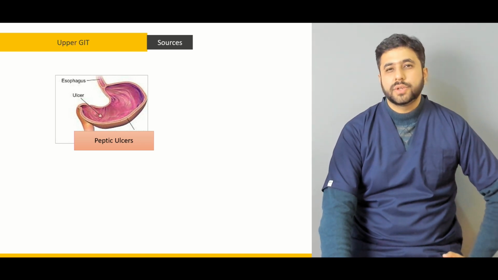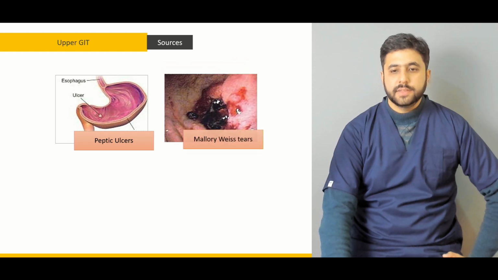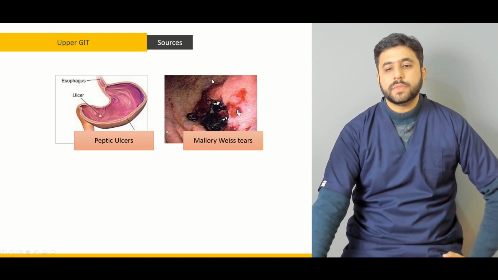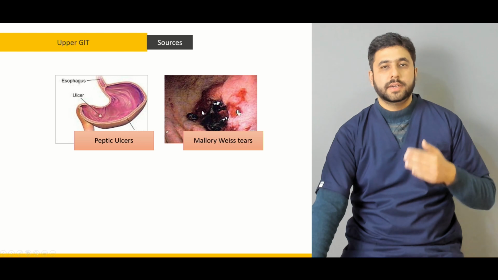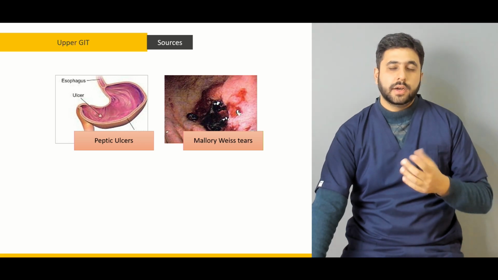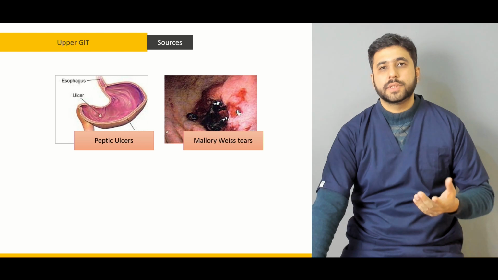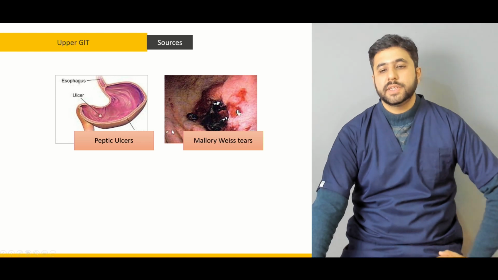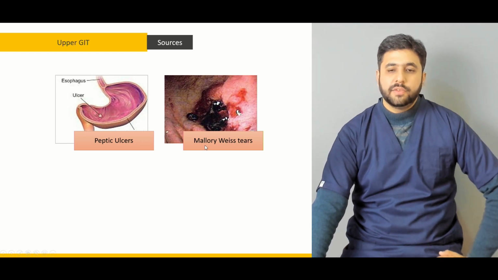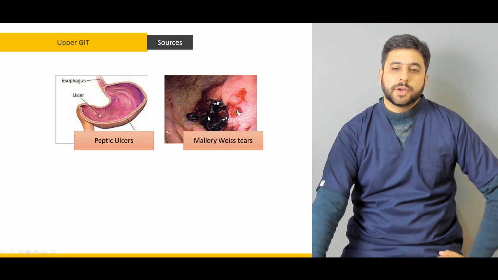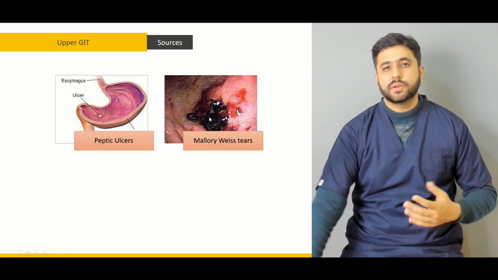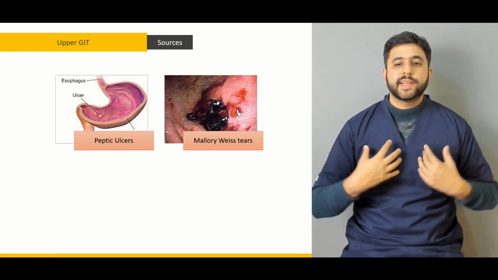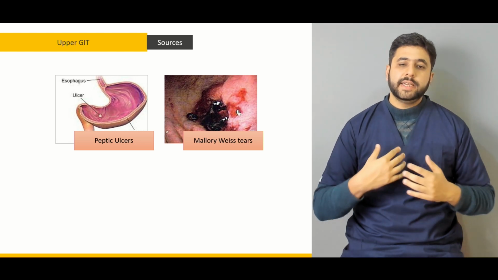So peptic ulcers constitute about 50% of the upper GI bleed. Second in line are the Mallory Weiss tears. Now these tears are produced generally in the lower part of the esophagus or at the esophageal-gastric junction, the upper part of the stomach. So the distal esophagus and the proximal stomach are the major parts where these tears are present. And why do they form? They are generally formed in alcoholics. Because of having a lot of alcohol, they get drowsy and they start retching or vomiting, and these lead to increased pressure in the lower esophageal sphincter and lead to these tears.